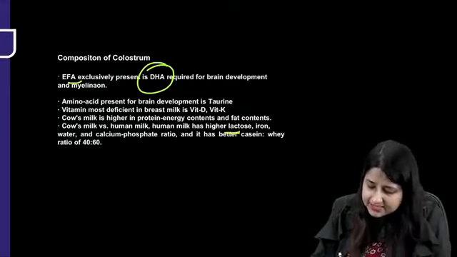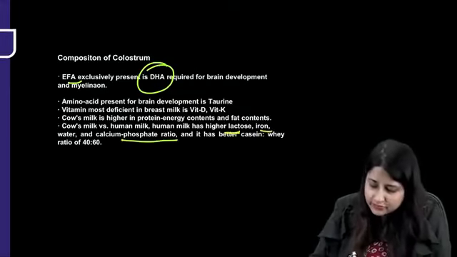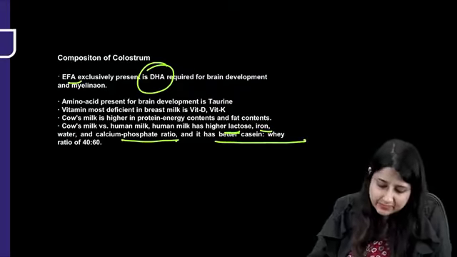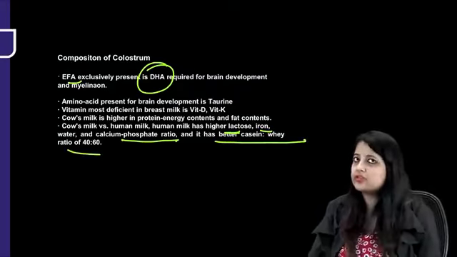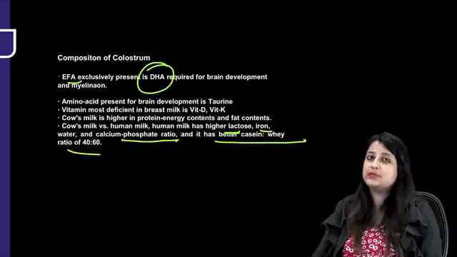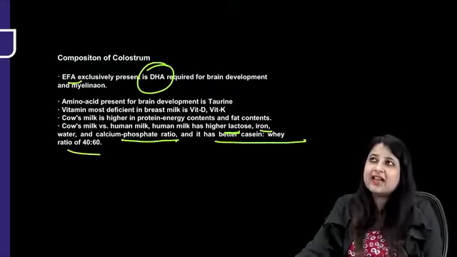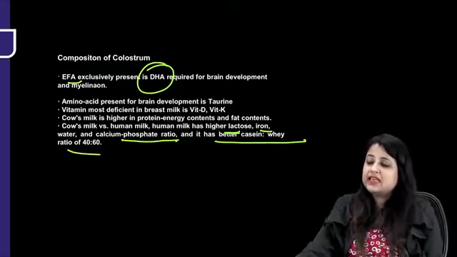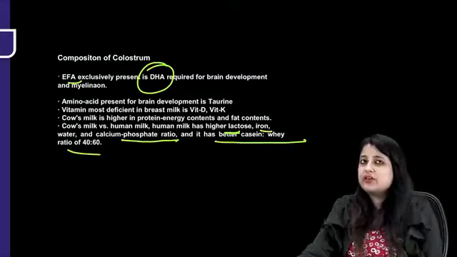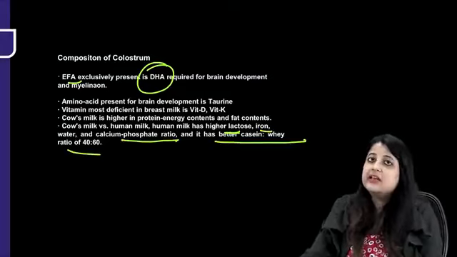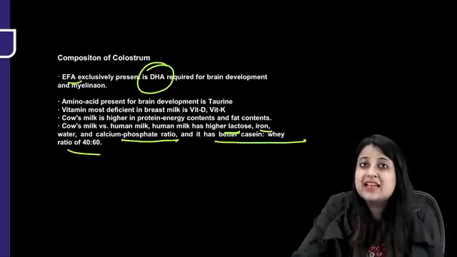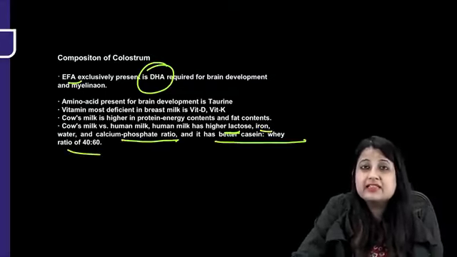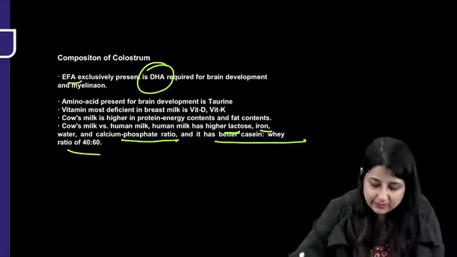Human milk, remember, has higher lactose, iron, water and calcium phosphorus ratio, and it has a better casein to whey ratio of 40:60. The bioavailability is more. Although the fat, the protein, the energy, everything is more in buffalo milk than cow milk than breast milk, breast milk is easily digestible. It can easily be digested by the babies.